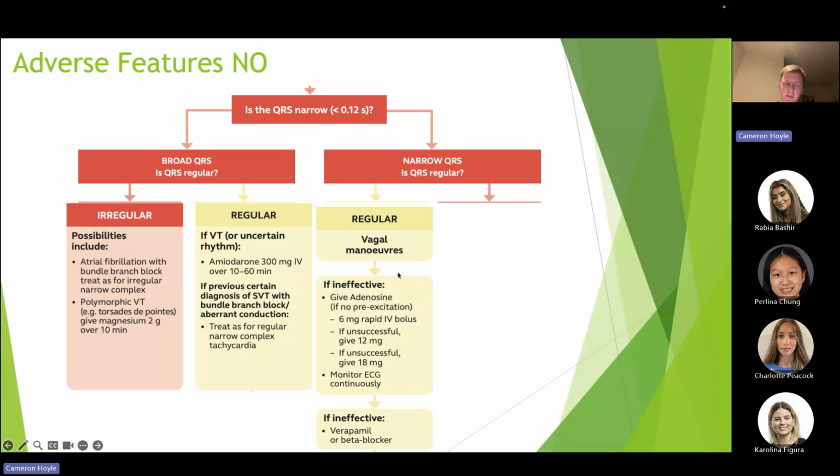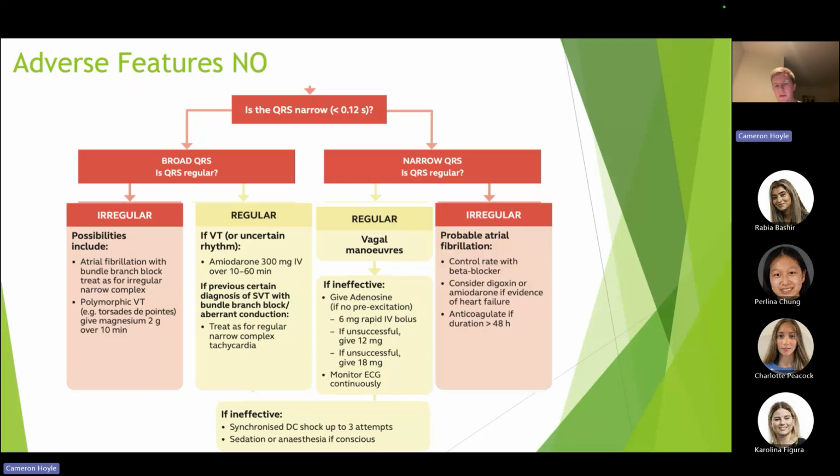If that's ineffective, then we're going to go to the line of giving adenosine. So atropine in bradycardia, adenosine in tachycardias. So this is for your sort of SVTs, if you want to call them that. First dose is 6 milligrams. If that doesn't work, then you give 12, and then if that doesn't work, you give 18. It used to be 6, 12, 12, but they changed it to 6, 12, 18 in the 2021 guidelines.